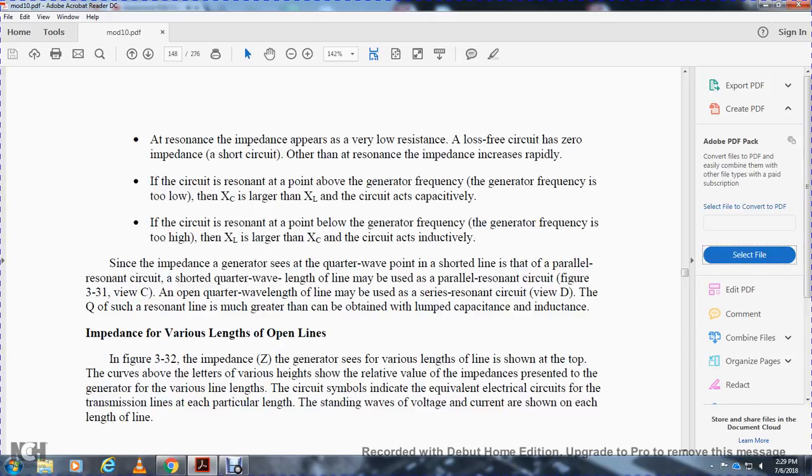Figure 331 view C. An open quarter length of the line may be used as a series resistance circuit, with the mirror over the resonant line that is greater than the obtained lumped capacitance and inductance.